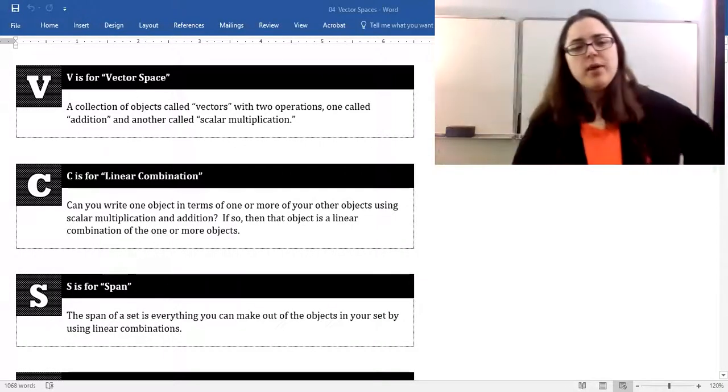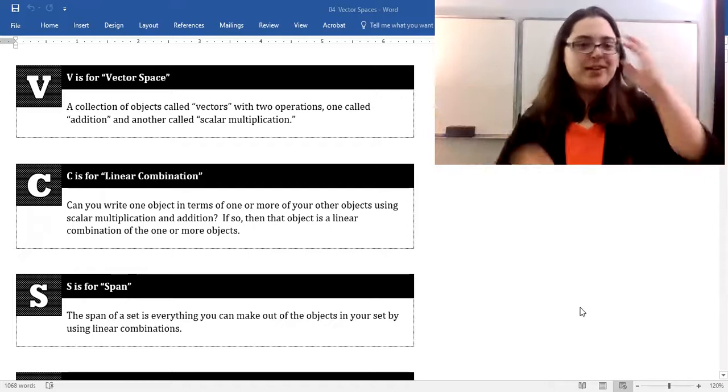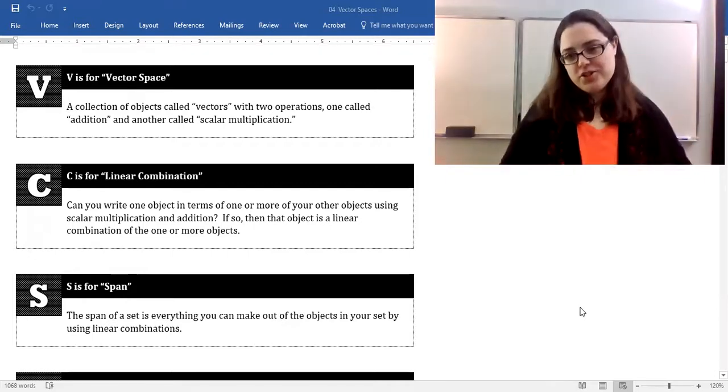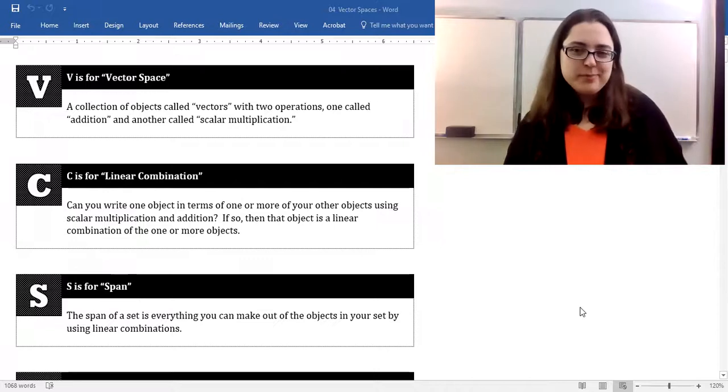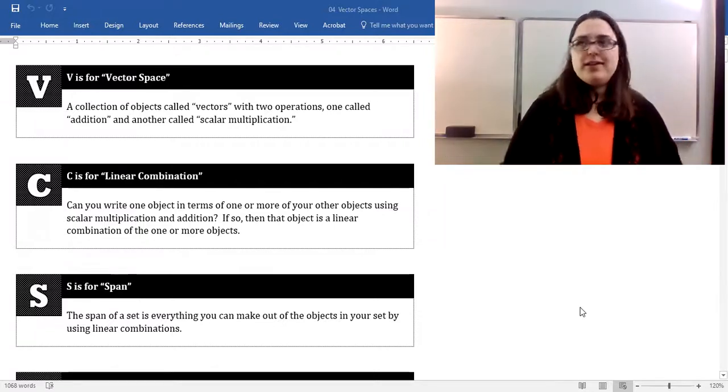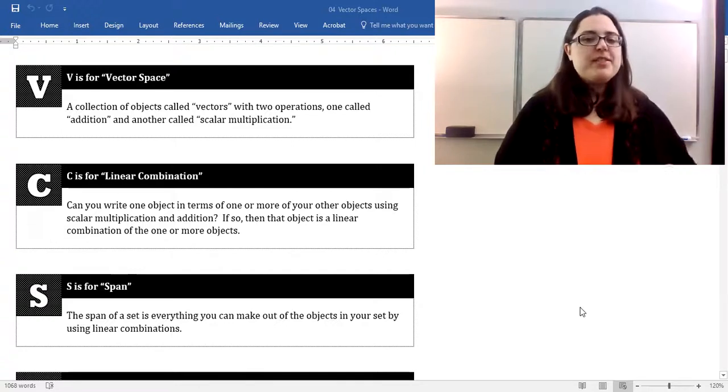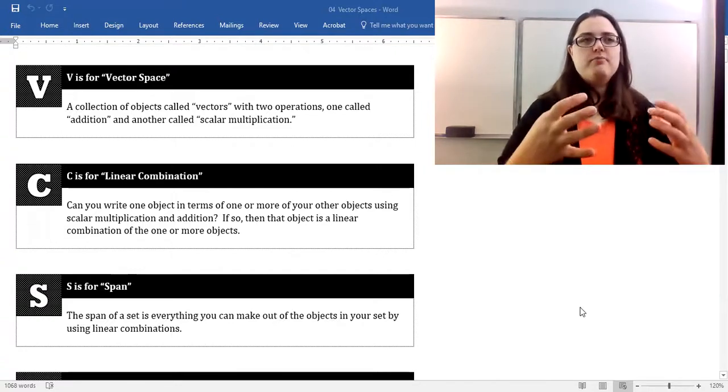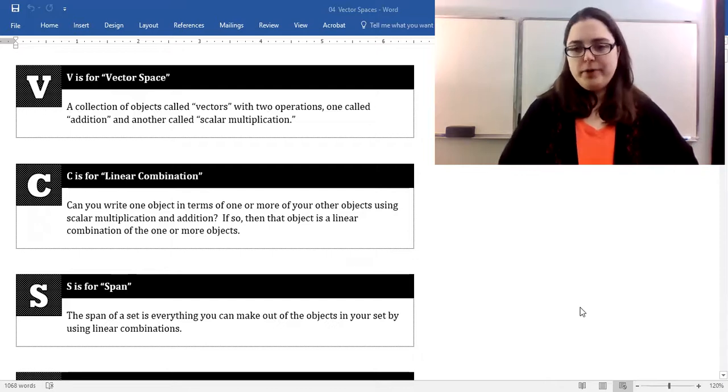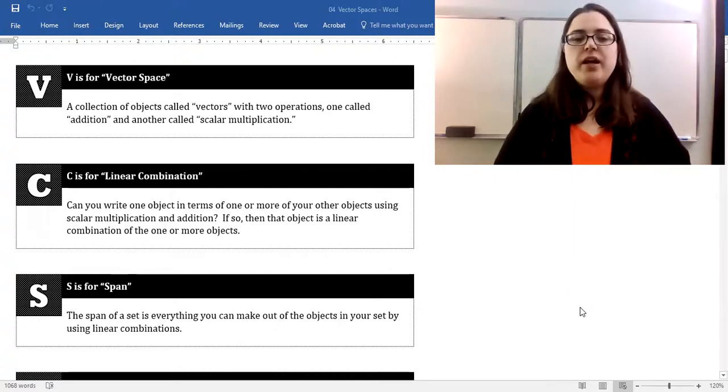So let me pull up my list of the alphabet here, and we'll go through it. It's our little alphabet in Microsoft Word. So V is for vector space, of course, because that's what this whole unit's going to be about. A vector space is just a collection of objects that we can add and that we can multiply by a real number. We're going to call those objects vectors. We're going to call that addition, and we're going to call that multiplication by a real number scalar multiplication.